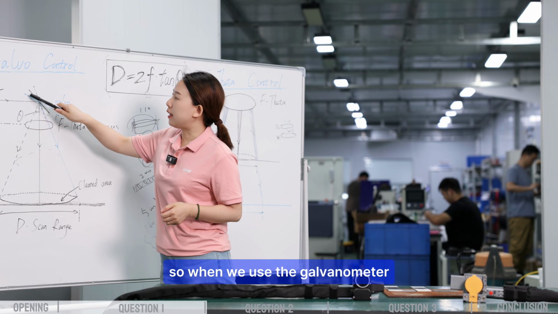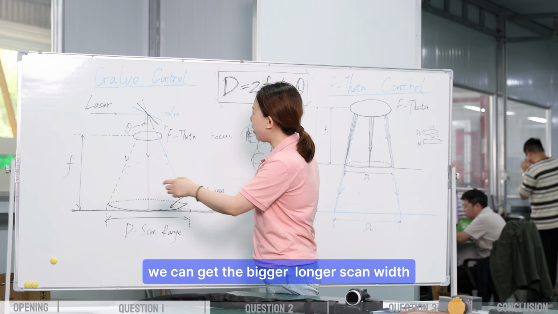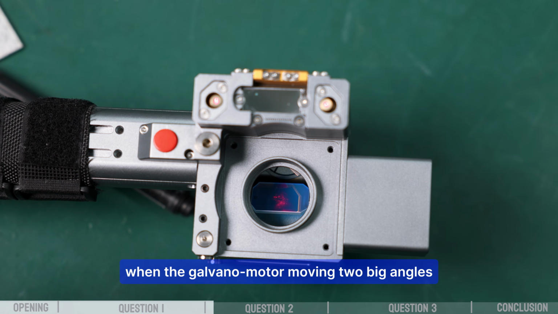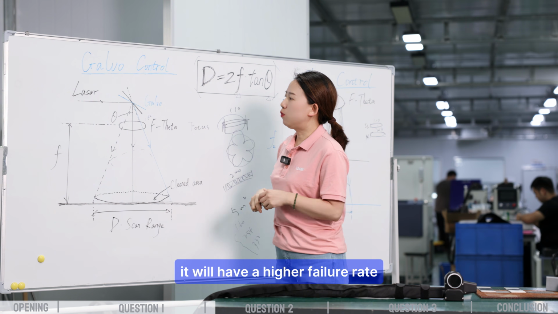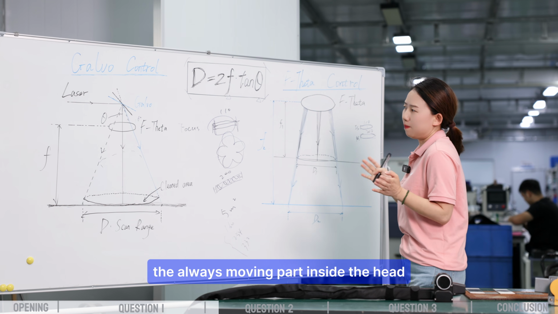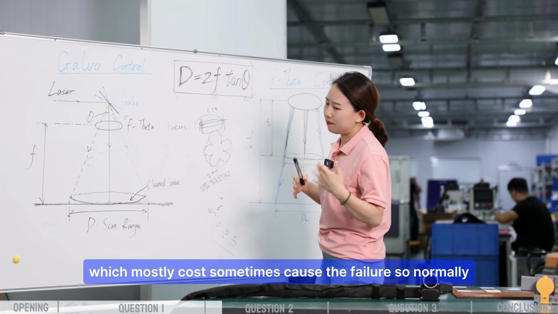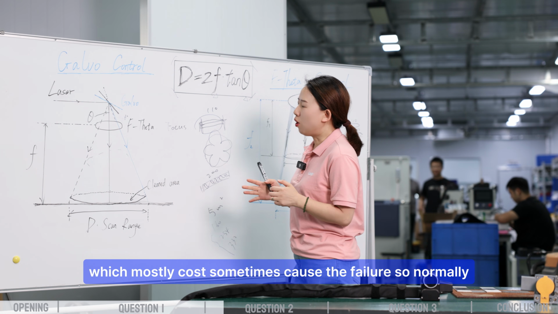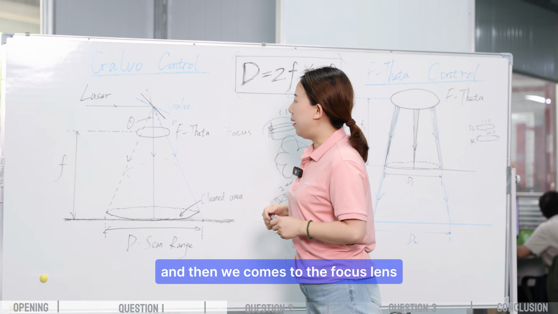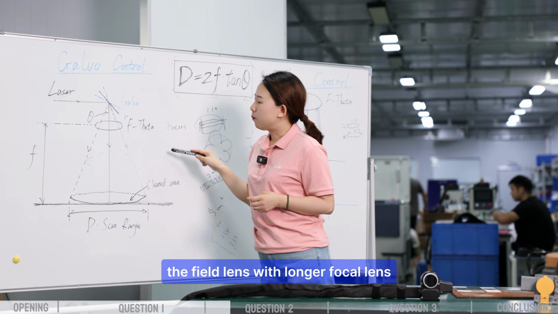When we use the galvanometer and change the angles, we can get a bigger, longer scan width. But the defect is that when the galvanometer moves through too big an angle, it will have a higher failure rate, because the galvo is the always-moving part inside the head, which sometimes causes failure. So normally we conservatively don't design the moving angle too big. And then we come to the focal length, the field length.